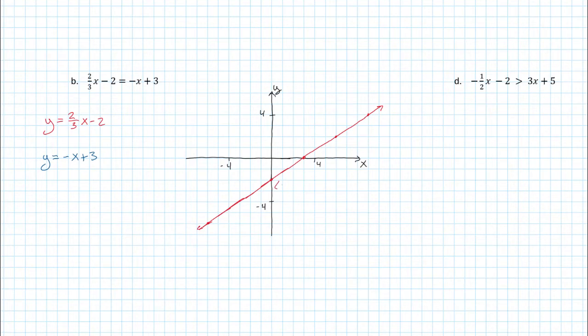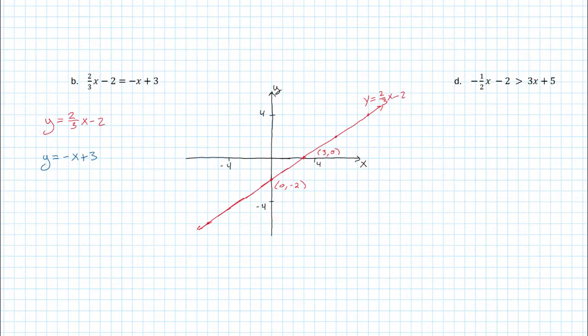Y-intercept is 0, comma negative 2. X-intercept is 3, comma 0. And this is the line y equals 2/3 x minus 2.